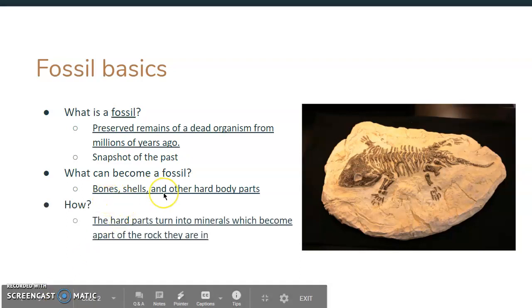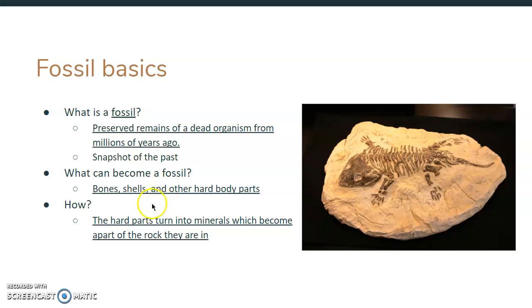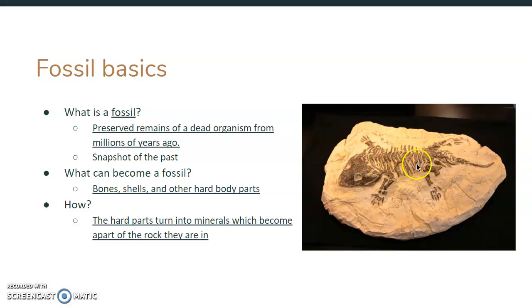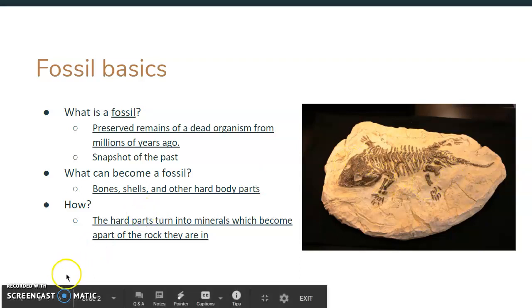But how do these hard body parts become a fossil? The hard parts turn into minerals, which become a part of the rock they are in. So if you look at this little guy, you can see each one of his bones, but it doesn't look like a bone of a recent animal that's nice and white. It is dark, and that's because it has turned into a mineral, and then it is almost a part of this rock. It would take a lot of time and effort, and you might even damage the fossil if you tried to get all of the rock from around it out just to have the skeleton.